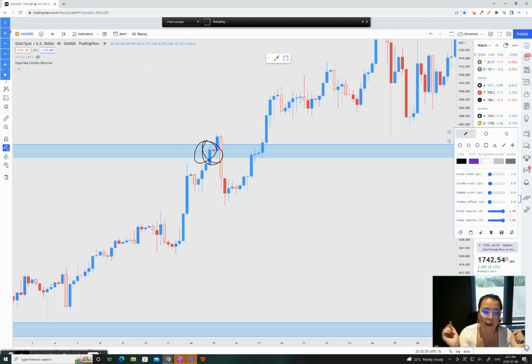So this area here, right? Like it's perfectly respected it. This level here, it's perfectly respected that level. So this is a zone that I want to work with.